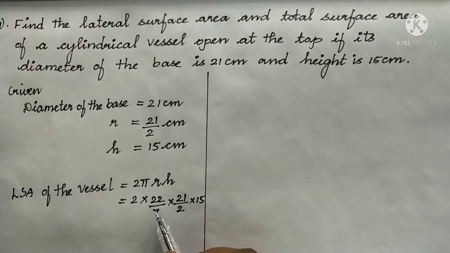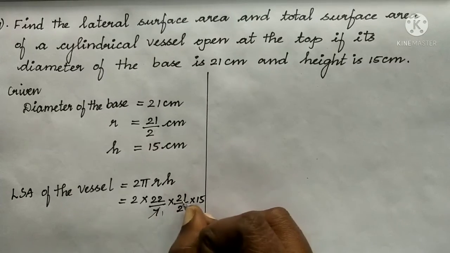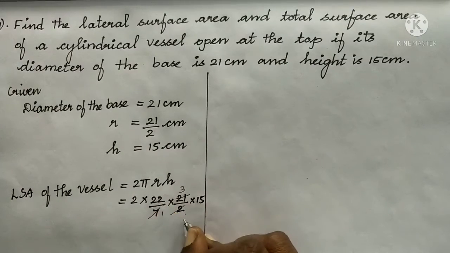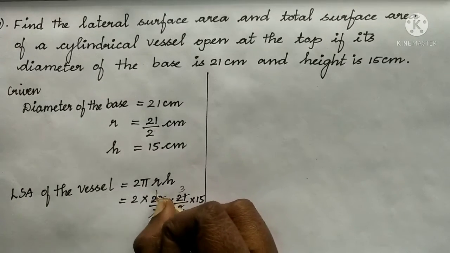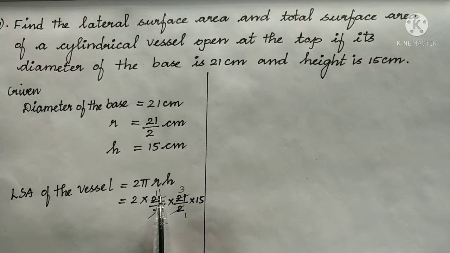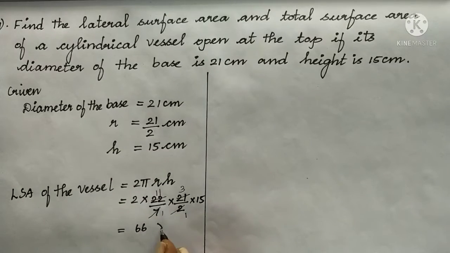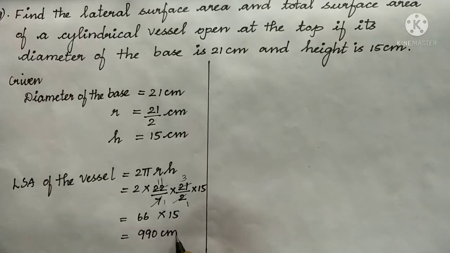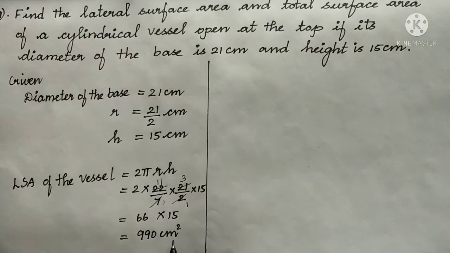We'll cancel 21 and 7, 3 times. We'll cancel 22 and 2, 11 times. 2 into 11 is 22 and 22 into 3 is 66. 66 into 15 is 990 centimeter square. So, LSA of the cylindrical vessel is 990 centimeter square.